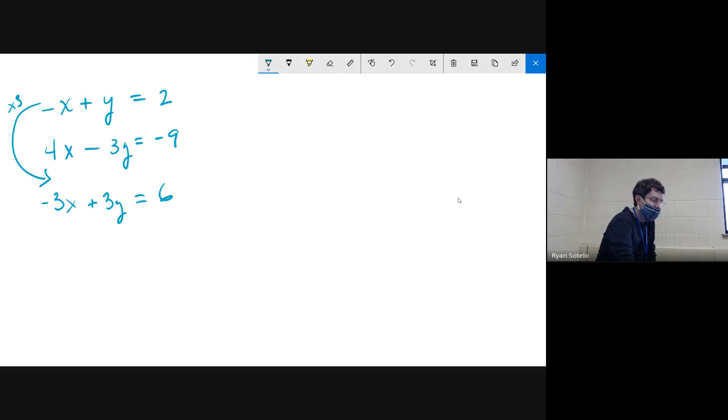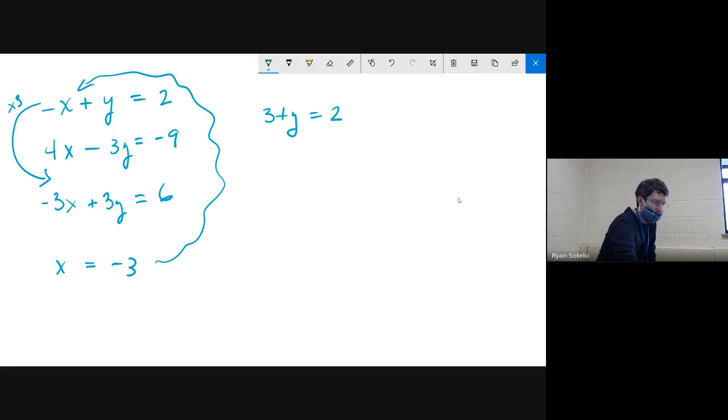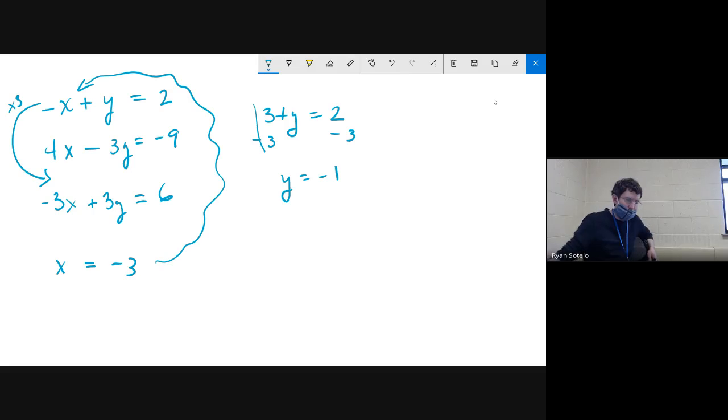And now if I add the left-hand sides and add the right-hand sides, you will get x is minus 3. I will then plug that in to the original. So that turns into 3 plus y equals 2. The y is minus 1. So you could write that as a point.